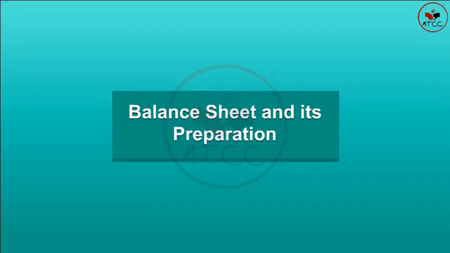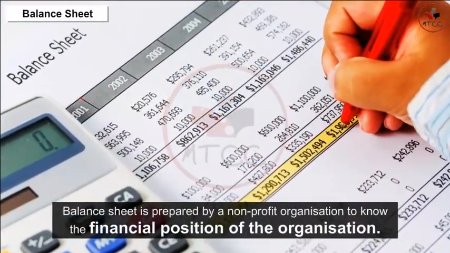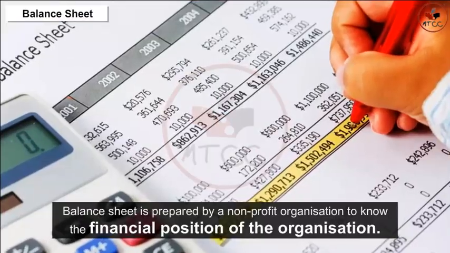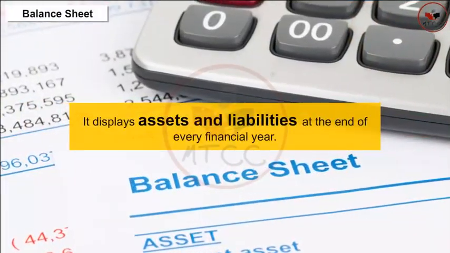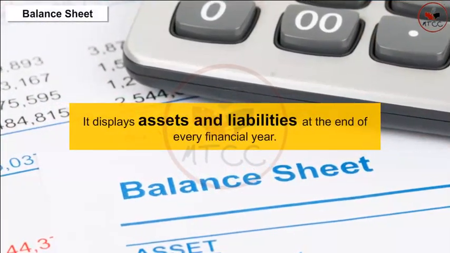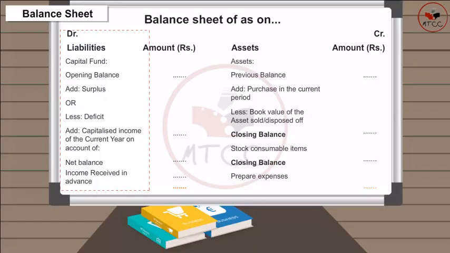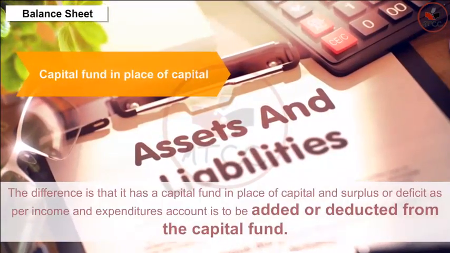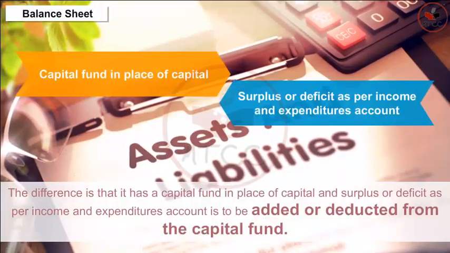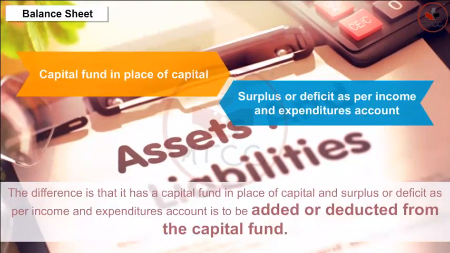Balance sheet and its preparation. Balance sheet is prepared by a non-profit organization to know the financial position of the organization. It displays assets and liabilities at the end of every financial year. Assets are displayed on the right side, whereas liabilities are displayed on the left side. The difference is that it has a capital fund in place of capital, and surplus or deficit as per the income and expenditure account is to be added to or deducted from the capital fund.